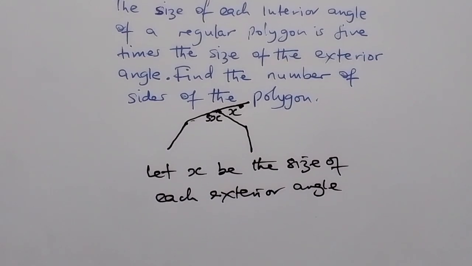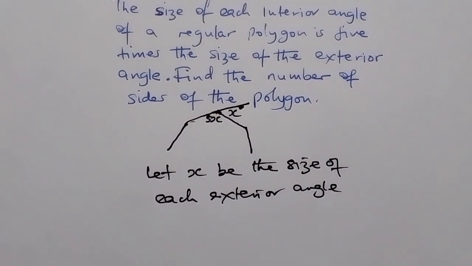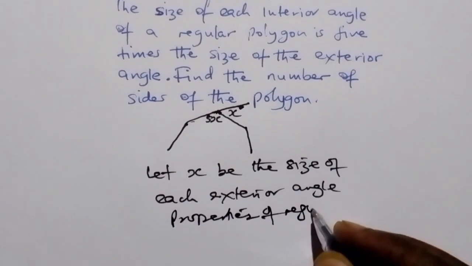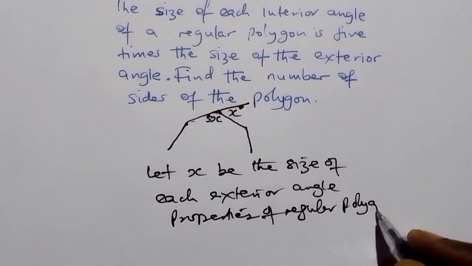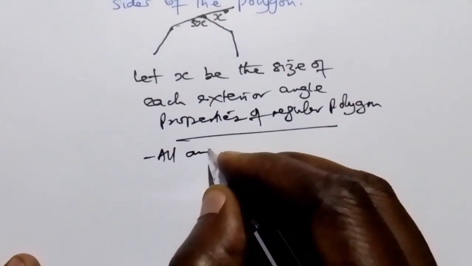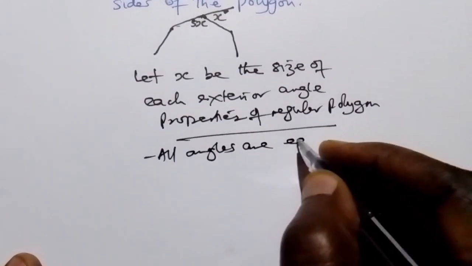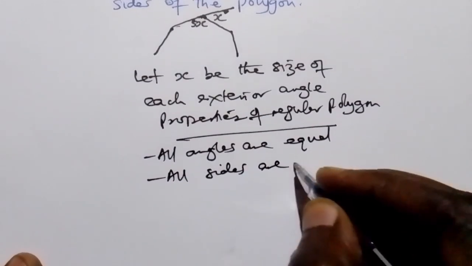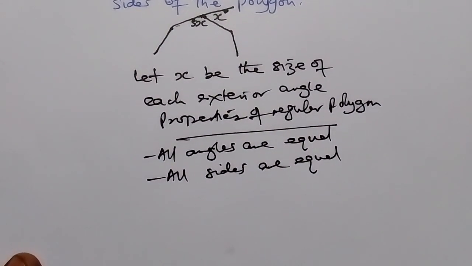And we know the properties of a regular polygon: all angles are equal, all sides are equal.